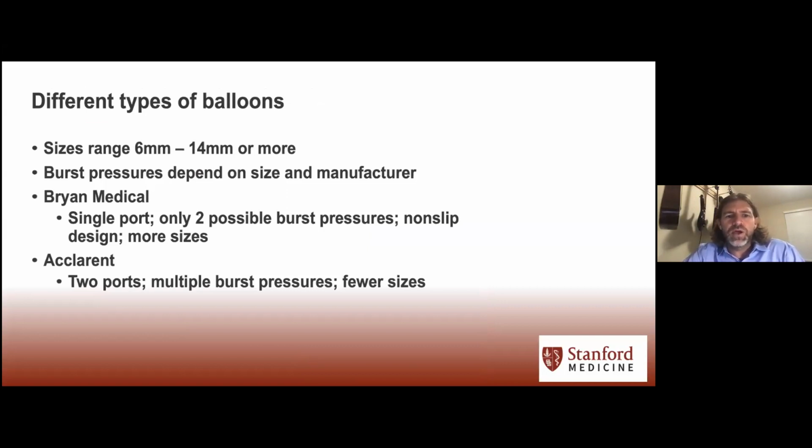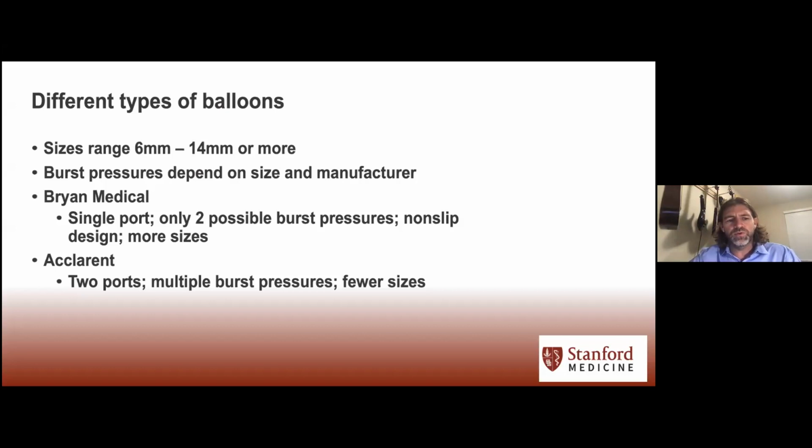Bryan Medical came out with a balloon, which is a single port balloon, so you don't run the risk of putting saline down the airway. There really are only 2 possible burst pressures, and they're color coded, so it's very easy to just look at the balloon and turn the crank to a specific color on the dial. And they have a design where the proximal and distal ends of the balloon dilate first, and they tend to dilate a little bit wider like a dog bone, so that it slips less. It's not perfect, but it slips less.